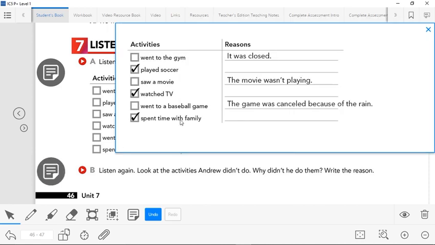Let's check. Well, he didn't go to the gym because it was closed. He didn't see the movie because the movie wasn't playing, and he didn't go to the baseball game because the game was cancelled because of the rain. Those were the reasons.